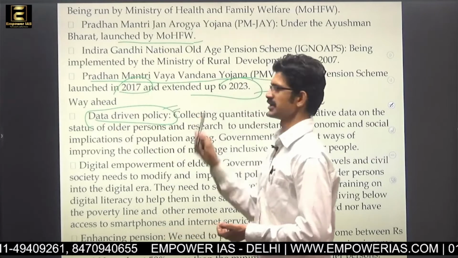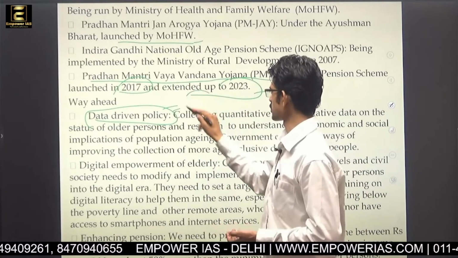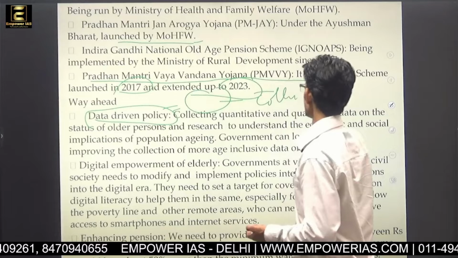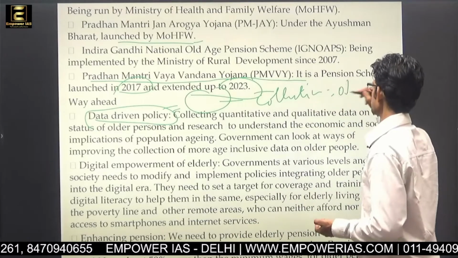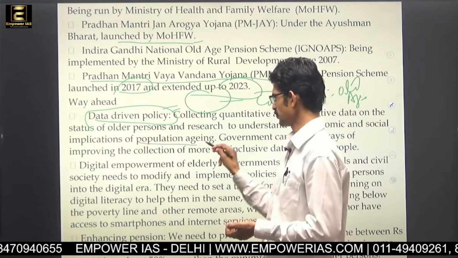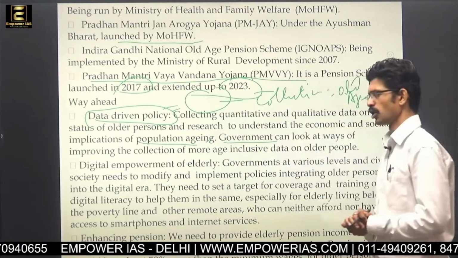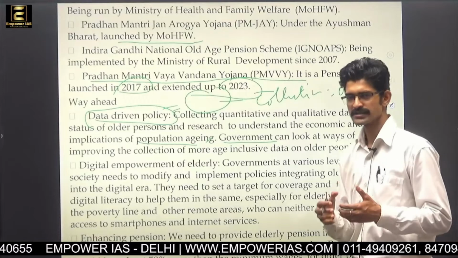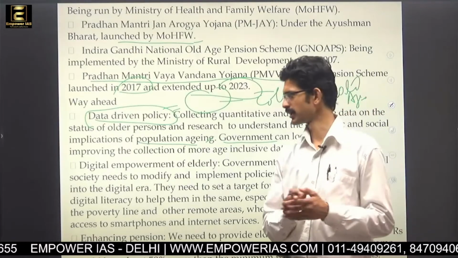So the way ahead is a data driven policy. What it says is that there should be a collection of data on the old age and women people, and there is implementation of population aging. So the government can look at and scrutinize the processes and data that are collected.